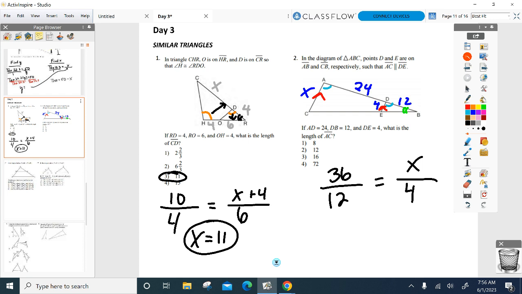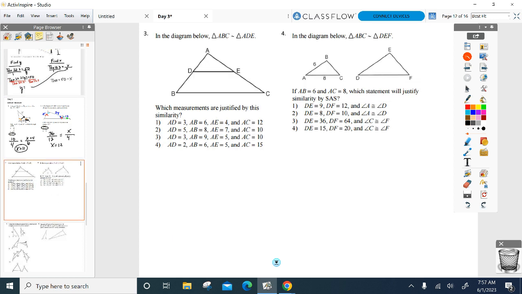And you guys have 12. Again, just making sure we know why they're similar, and then you guys set up a proportion. All right, a couple others here with similar triangles.